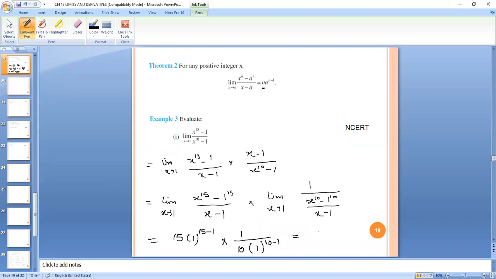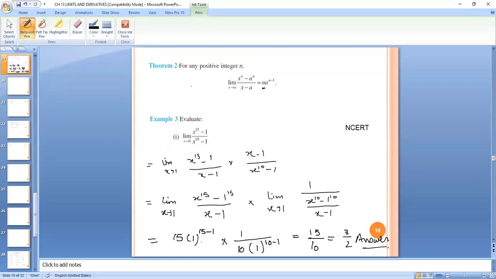So it will be 15 into 1 raised to power 14, and 1 raised to power any term will return you 1, into 1 upon 10. So it will be 15 upon 10. You can divide it by 5: 5 threes are 15 and 5 twos are 10. So 3 by 2 will be the answer, right?